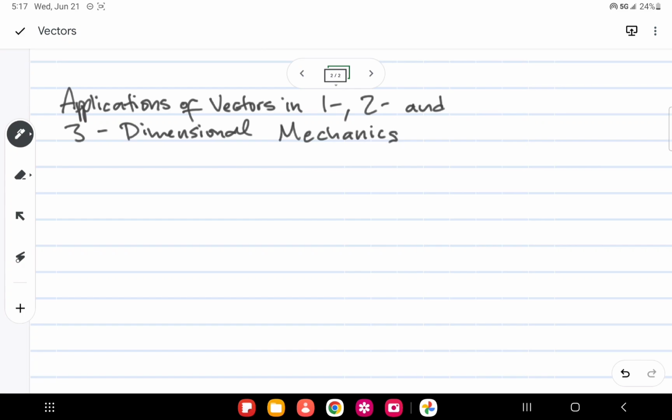Now our first video was called Understanding Vectors Visually. This second video we will focus on application of vectors in 1, 2, and 3-dimensional mechanics. Okay, so let us begin.